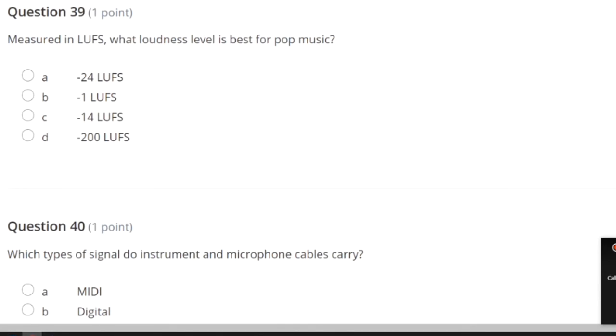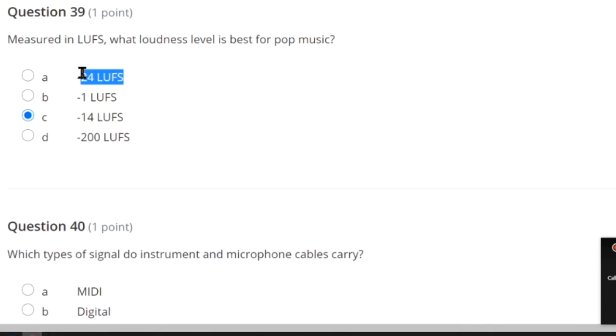Question 39. Measured in LUFS, what loudness level is best for pop music? A, -24, B, -1, C, -14, or D, -200? Yeah, it's between -14 and -11, but I would advise around -14. And that's where YouTube normalizes, and some of the other streaming services also normalize around -14. So you try to go to -11, you're just going to hit a brick wall on those services, and your audio is going to distort.